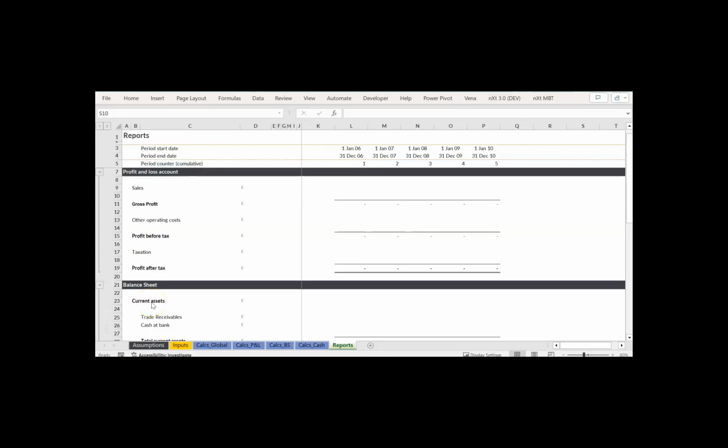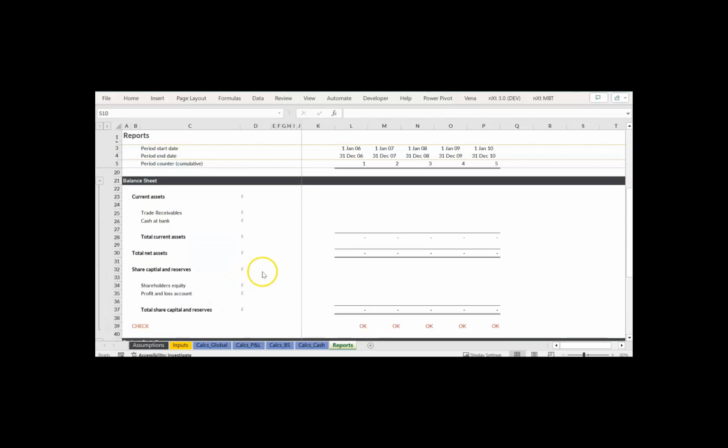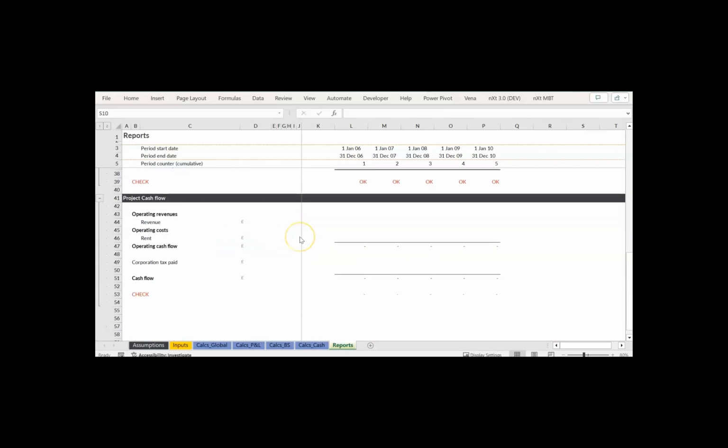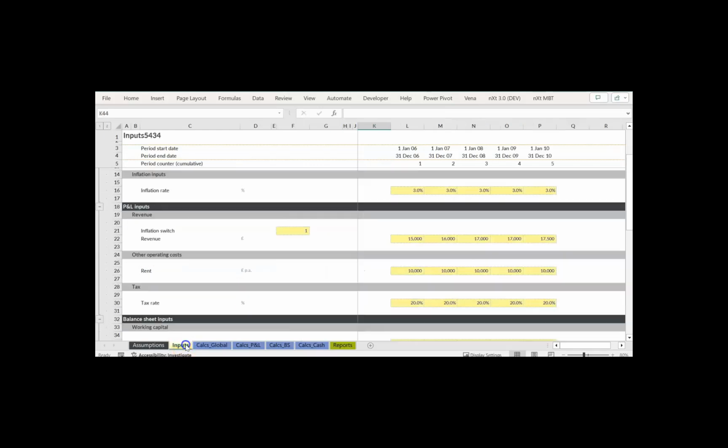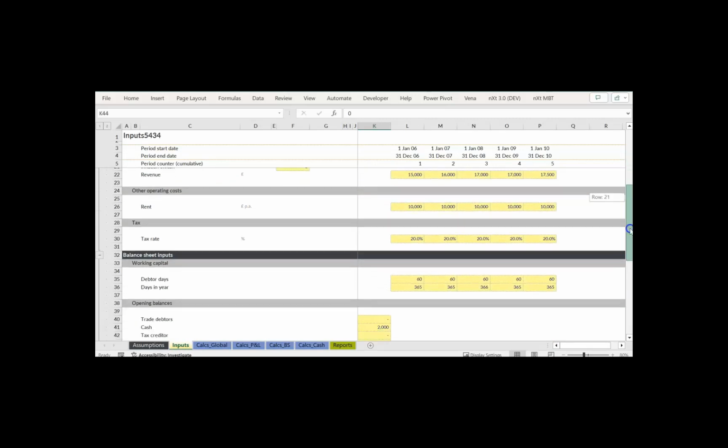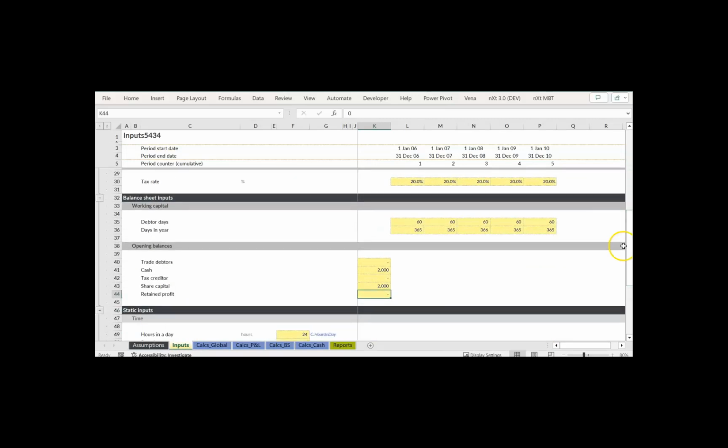In this video, we are going to look at how to link up a simple integrated three-statement model. The best way to do this is to build up these statements step by step, making sure your balance sheet is balanced as you go along. In this example, we already have a template set up for our profit and loss account, our balance sheet, and our cash flow. We also have an input sheet here with our revenue, costs, and tax inputs already pre-populated, and then further balance sheet inputs below for working capital and our opening balances for our balance sheet items.